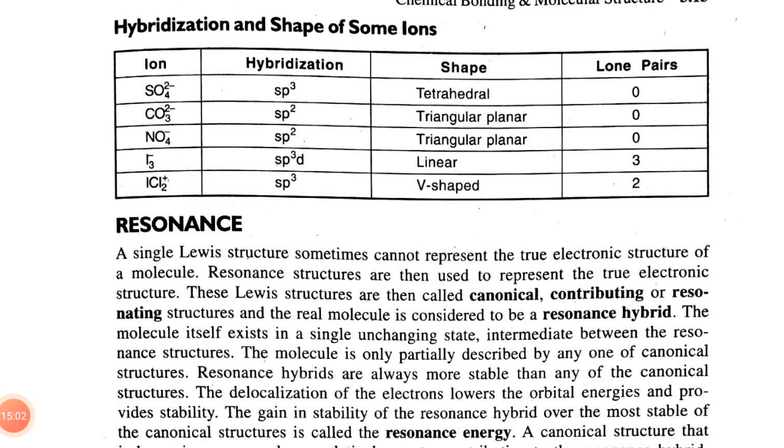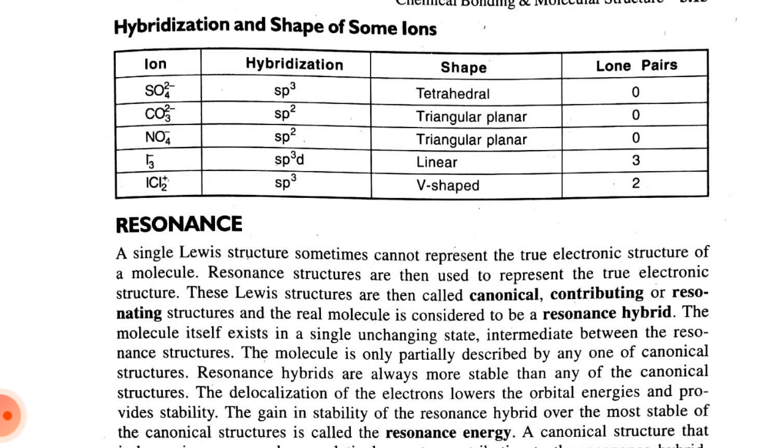Hybridization and shape of some ions. Ion, hybridization, shape, lone pair. SO4 2 minus: hybridization sp3, shape is tetrahedral, lone pair is 0. Ion CO3 2 minus, carbonate: hybridization is sp2, shape is triangular planar, lone pair is 0.